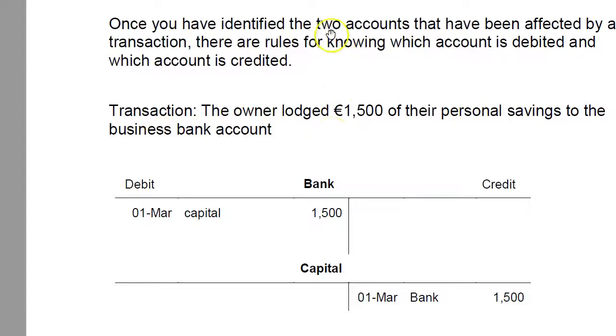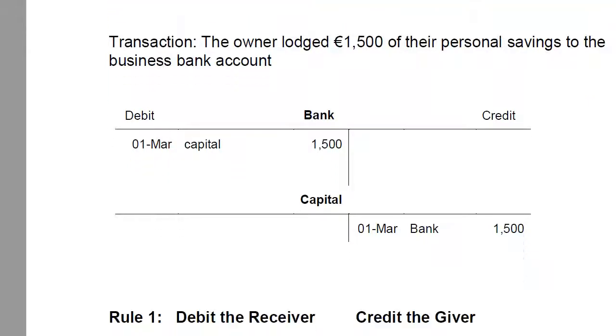So when you're doing this, you have to identify, normally it's two accounts. In more difficult transactions, there may be more than two, but don't worry about them for now. The two accounts affected for this transaction that need to be recorded are that the business bank account is receiving money and the other account is capital, in that the owner has invested capital or equity into the business and the business owes that money back. So the rule for knowing what to do is to debit the receiver and credit the giver.